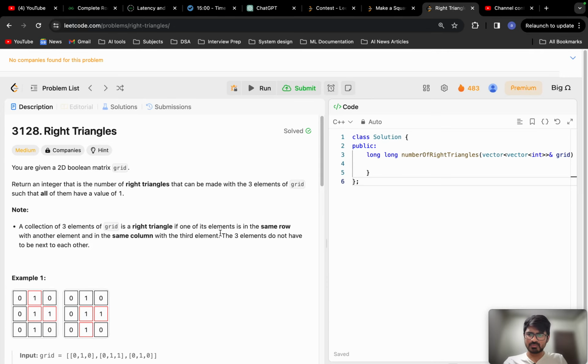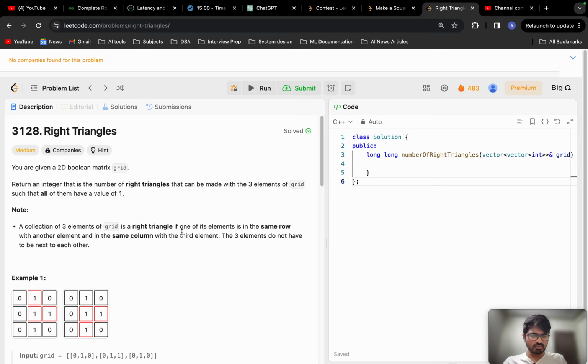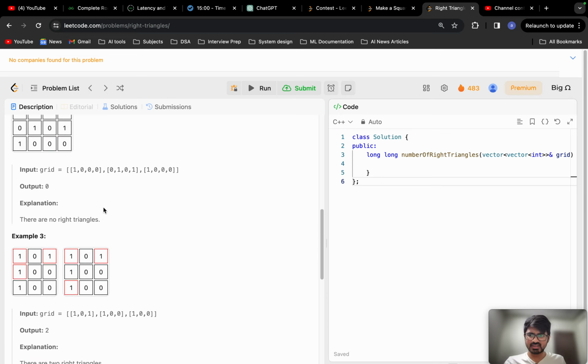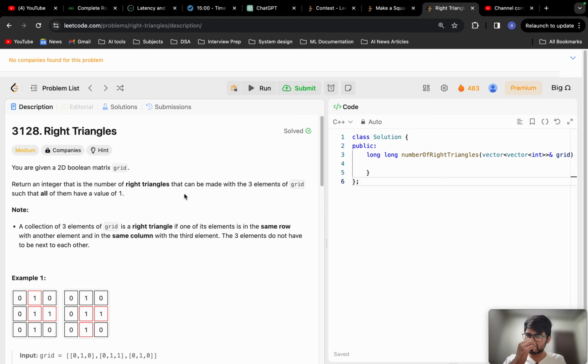Let's solve this problem, Right Triangles, from Biweekly Contest 129. This problem is a bit challenging and will test your mathematical skills. You can see the acceptance rate is low, only 40%, so it's a challenging problem. You can learn so many concepts from this problem. Now we will see everything.